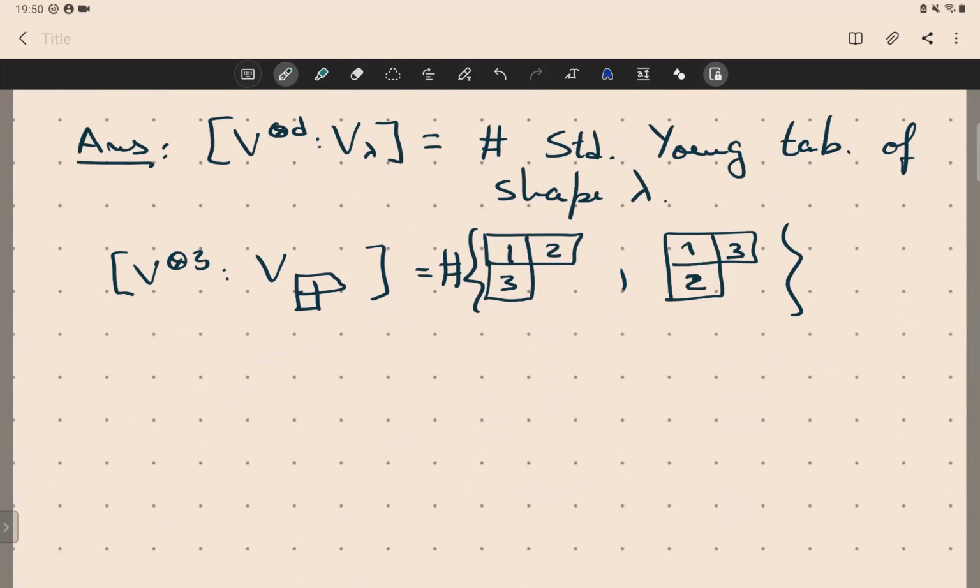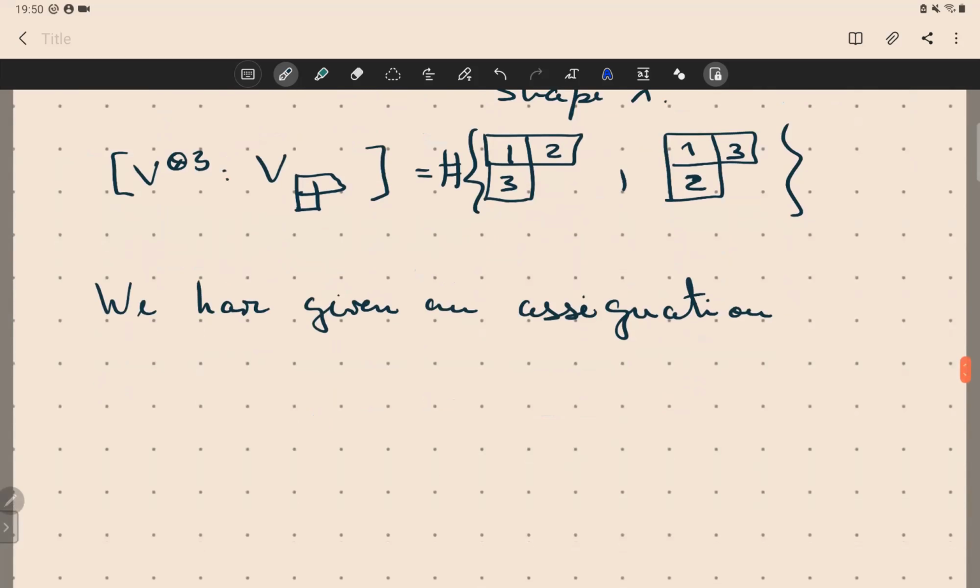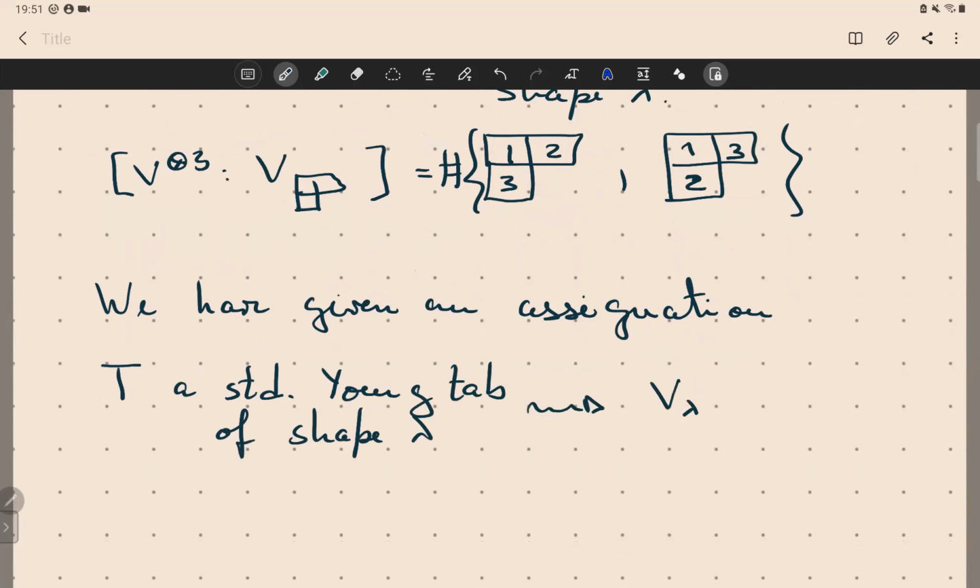Okay, so we have just proved a very nice theorem, but here's the deal. We have done more than this. We have shown, we have given an assignation that to each standard Young tableau of shape lambda will assign a very specific copy of V lambda inside V tensor D. Right? And the process is just, you just do what I just did and you just check which copy of V lambda will have this tableau as its sub-index, repeating the argument I just did.